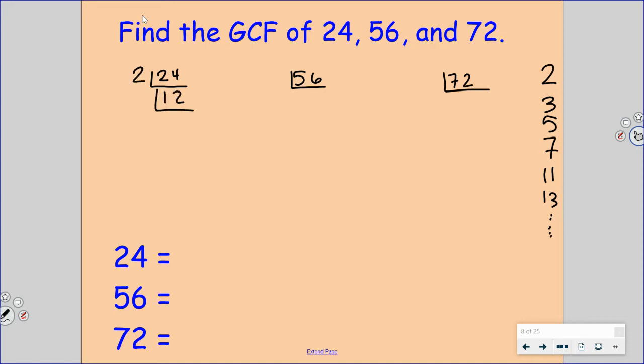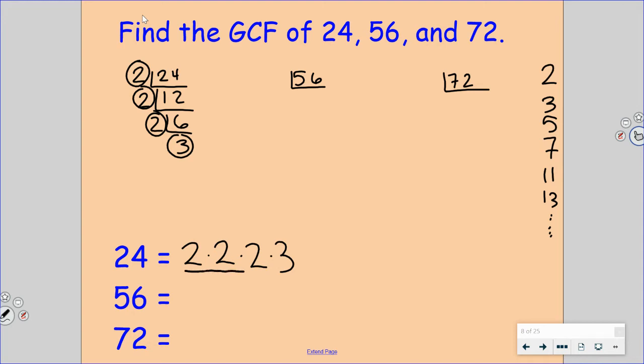24: 2, 2, 2 again, and then we get to 3. Those are all prime. I'm going to stop circling them at some point. 2 times 2 times 2 times 3. And just a reminder that anytime you can actually multiply out to check your prime factorization. 2 times 2 is 4. 4 times 2 is 8. And yes, 8 times 3 is in fact 24. All right, onward we go.